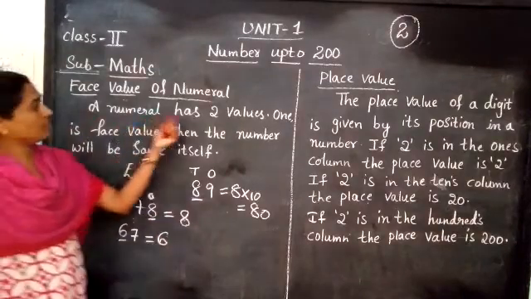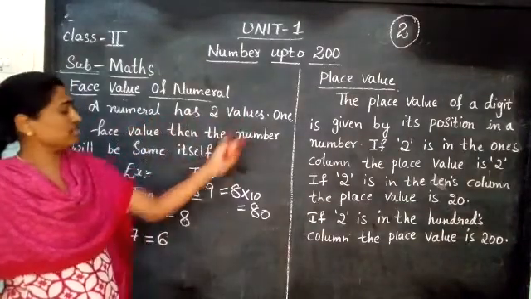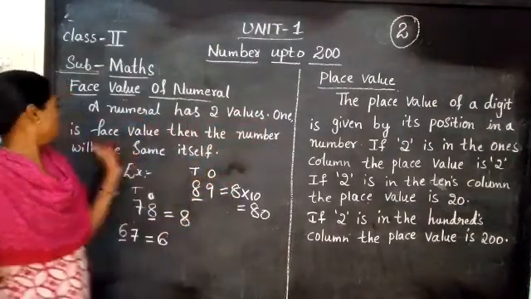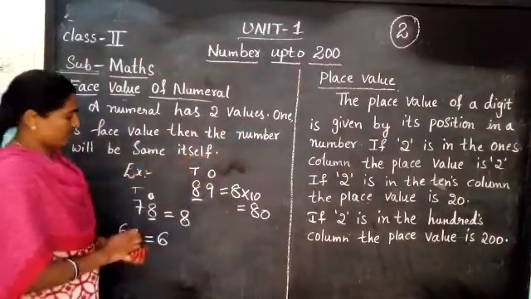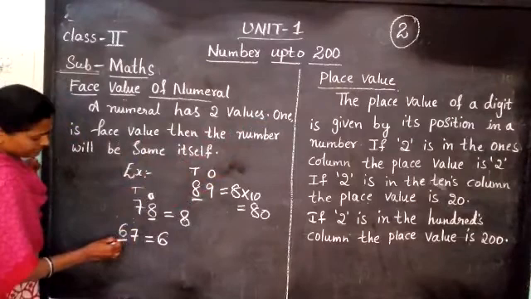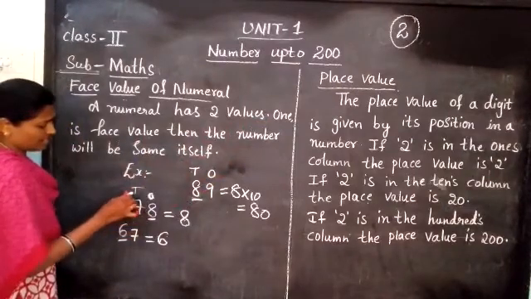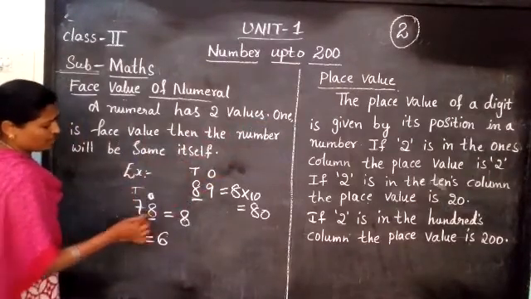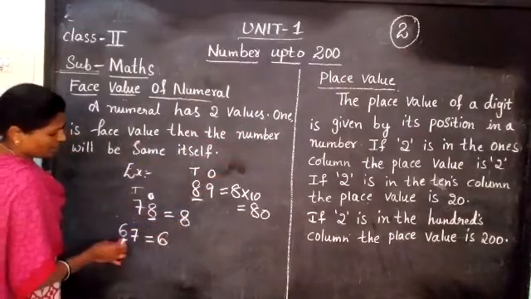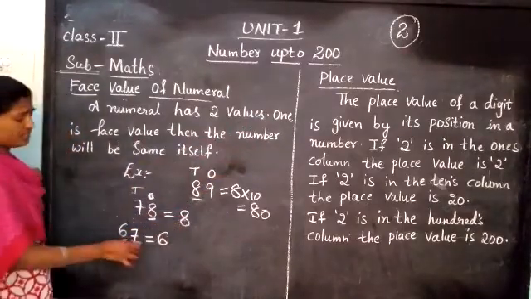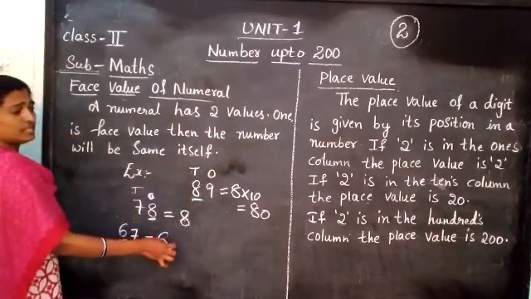A numeral has two values. One is the face value, where the number will be the same itself. I told you there is no need to take the ones and tens column. If you underline the number 8 in the ones column, the same number will come. If you underline 6 in the tens column, 6 only will come. It will not be 60.